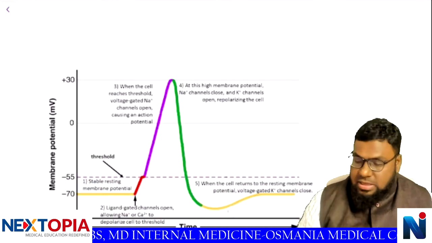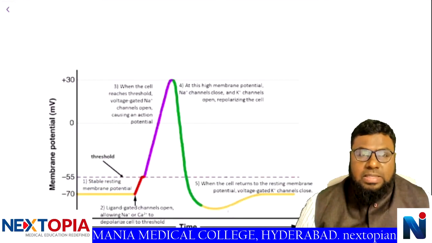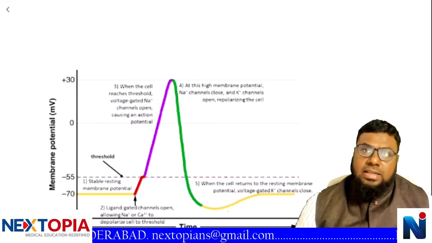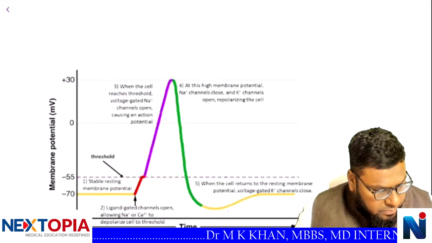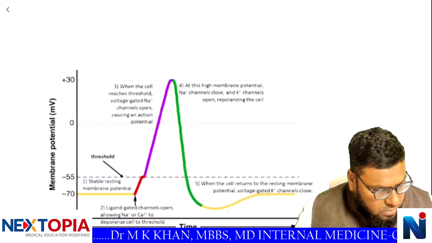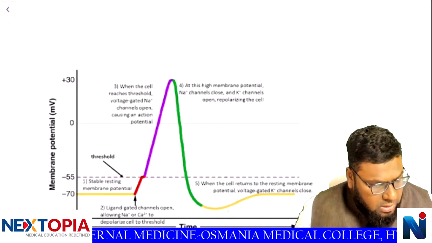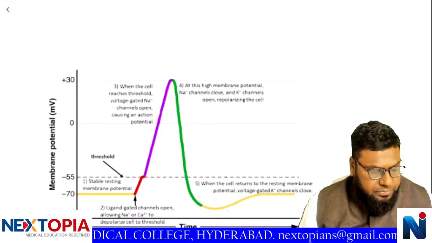In this we shall be discussing the action potential and the synaptic transmission. We will be discussing how the action potential occurs in the neuron and other cell types. And then we will also be discussing the synaptic transmission.